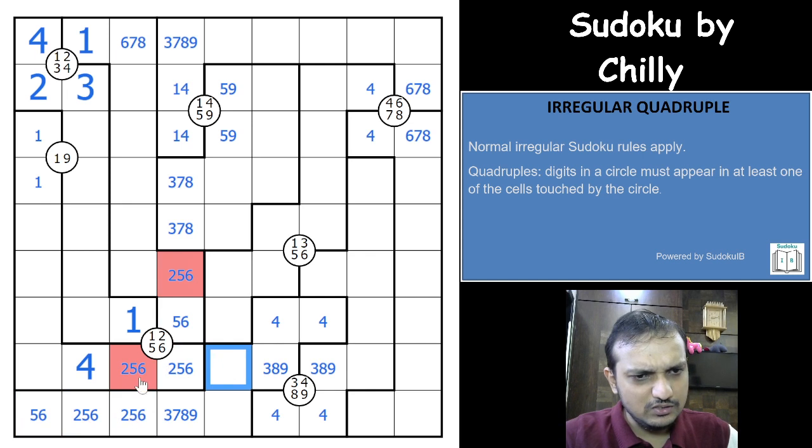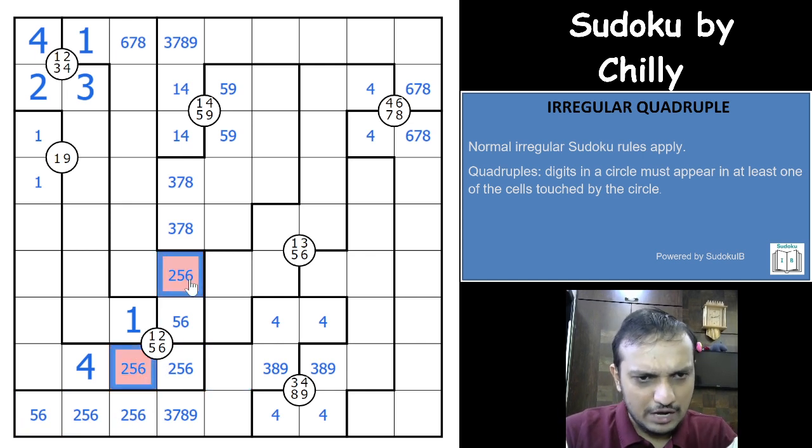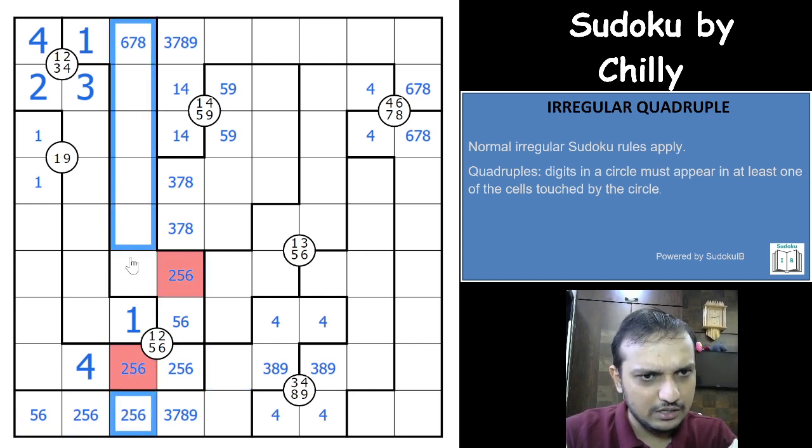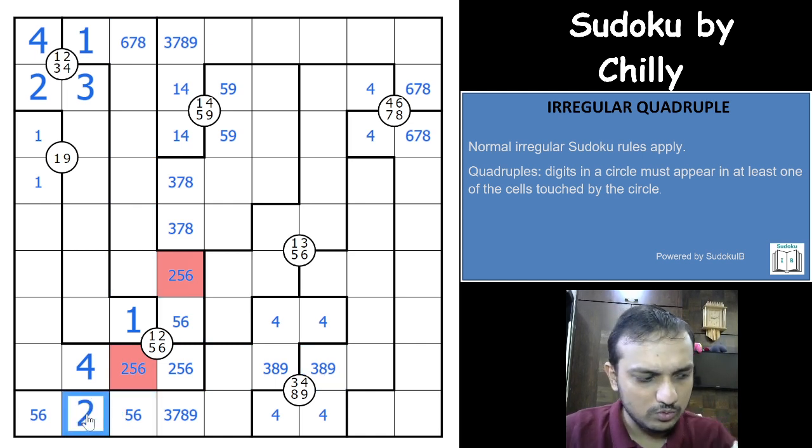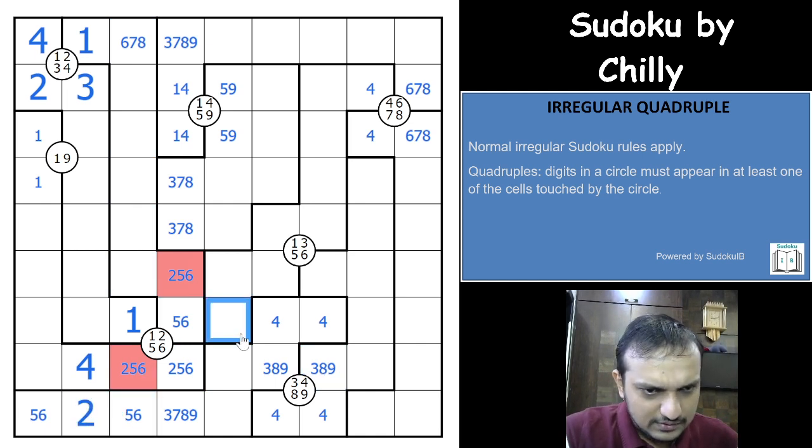And which means whatever you have here would have to be here. Which means whatever you have here would have to be this. So this is not 2. This cell is a 2 now. Nice.